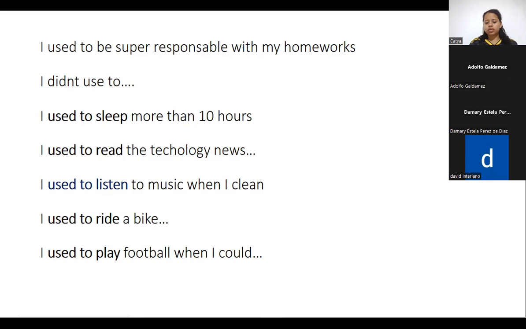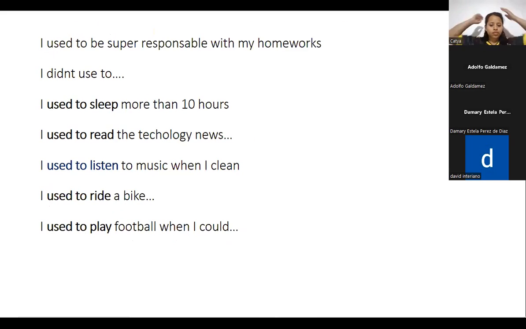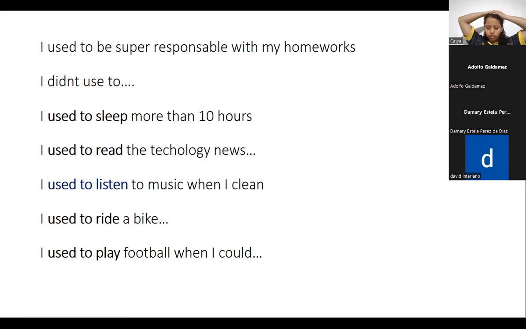I have a question. Is it correct to say, for example, I used to ride a bike 1 year ago? No. I mean, this is more for a habit, because when you say 1 year ago it's more like I did, I finished the action. For example, I ate fried potato last year. But remember, used to is for a habit, because this means that you don't do it anymore in the present.